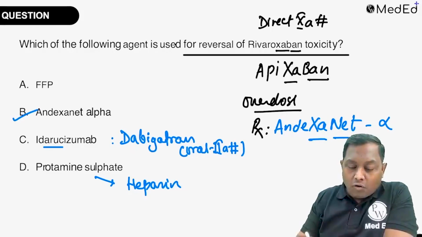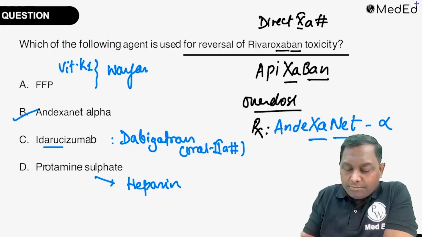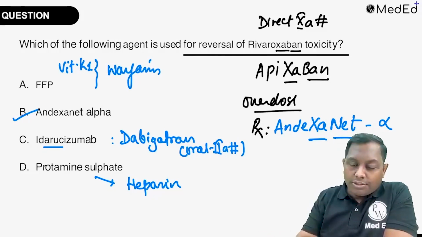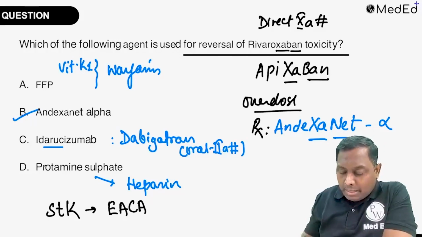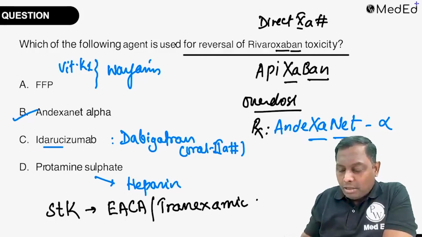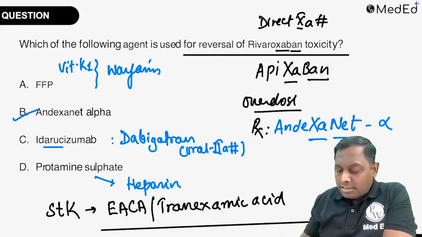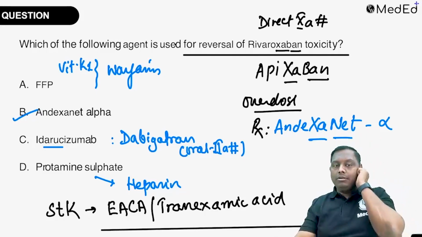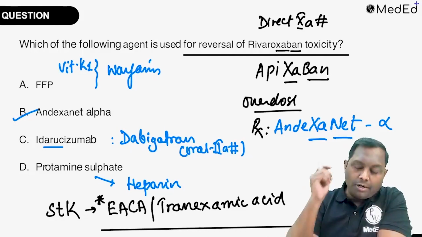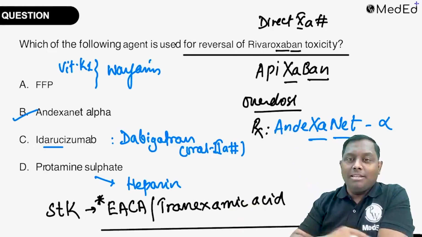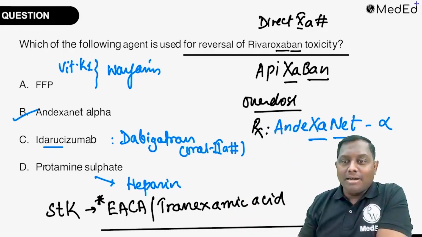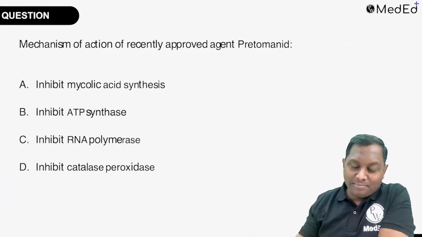Fresh frozen plasma or vitamin K1 will be utilized if there is any warfarin overdose. Another question that has been asked: in streptokinase overdose we are going to use epsilon aminocaproic acid, and the other one is tranexamic acid. Preferably the specific antidote is epsilon aminocaproic acid. In one of the INICET, they gave the same 5 drugs and their antidotes, and asked you to match the correct antidote.